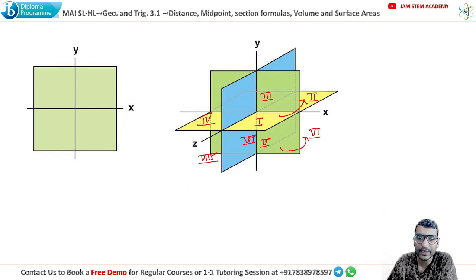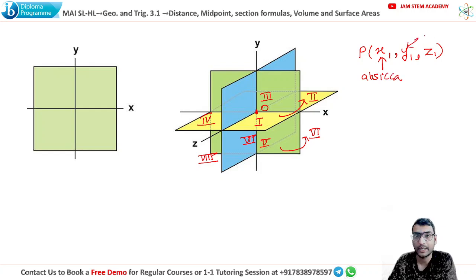Again, the point of intersection of the x, y, and z axes is called the origin. All x, y, and z axes are perpendicular to each other. In this case, the coordinates of a point are represented by P, say x1, y1, and z1, where x1 is again called abscissa, y1 is the ordinate, meaning the distance traveled in the y direction, and z1 is the applicate. Okay, that was the introduction to the Cartesian plane.